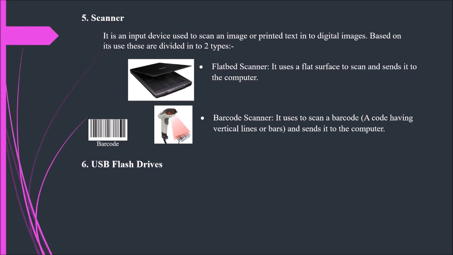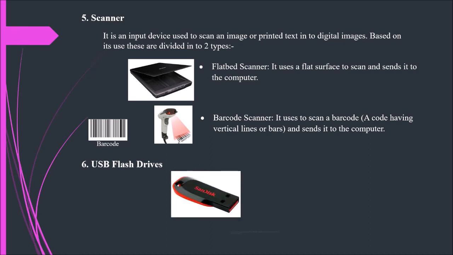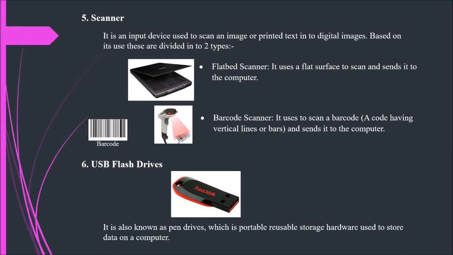The sixth category is USB flash drives. The other name of USB flash drives is pen drives. These are storage hardwares used to store data on a computer. It can store the data and can retrieve the data from a computer. Based on its different storage capabilities, the USB flash drive varies from 4 GB to 512 GB.